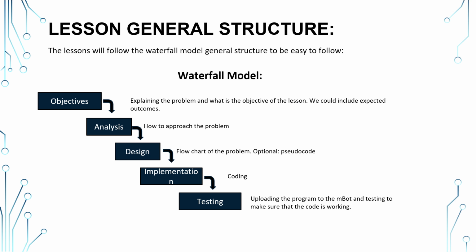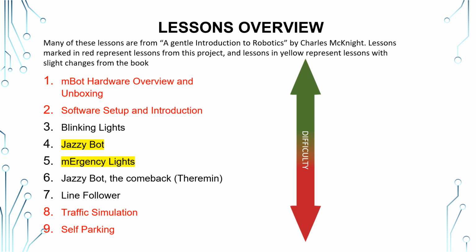For the lesson general structure, it follows the waterfall model in which you have to define your objectives, analyze them, then design them using either pseudocode or flowcharts, and then implement it. And at the end, of course, it's the testing to make sure that everything's working correctly. The lessons are organized in a way that goes in increasing difficulty as I perceived it.